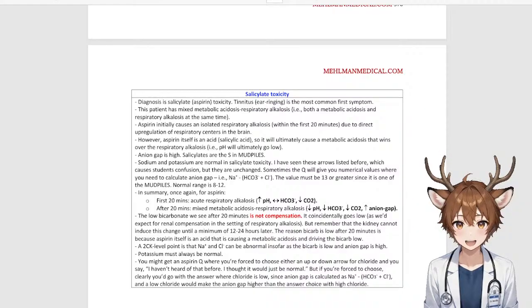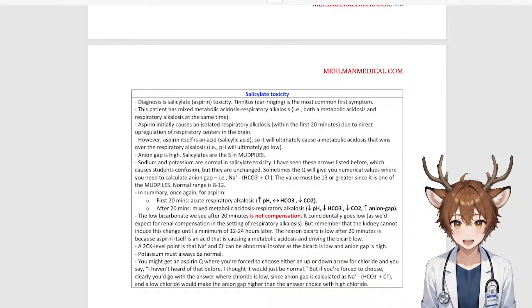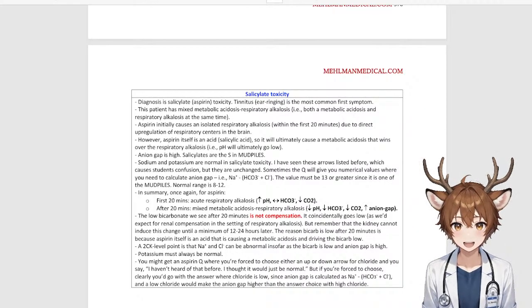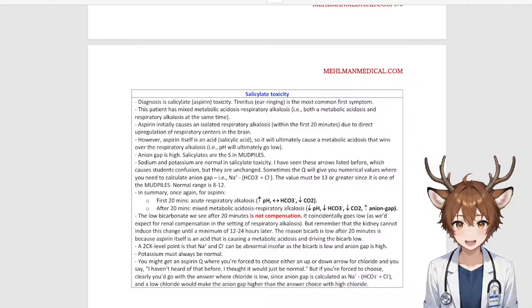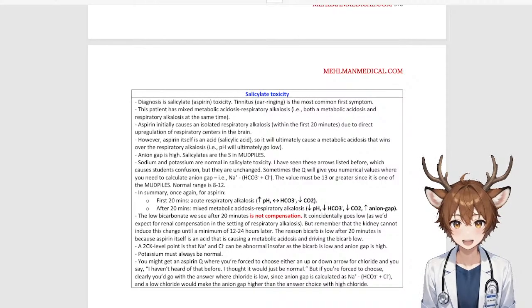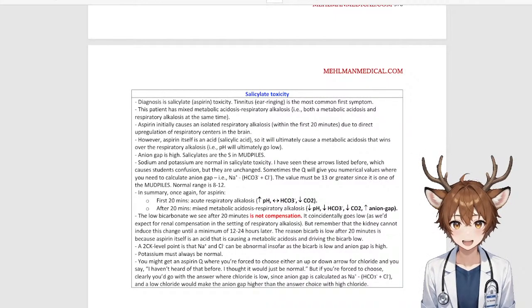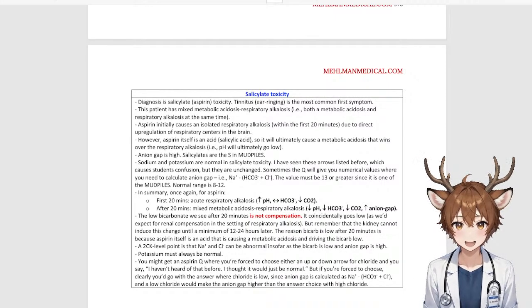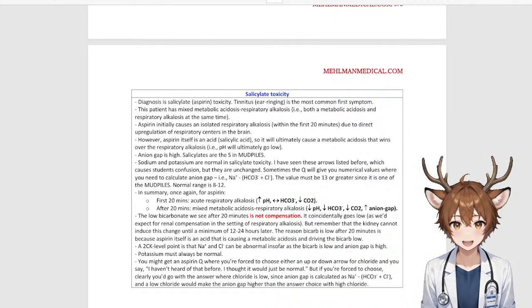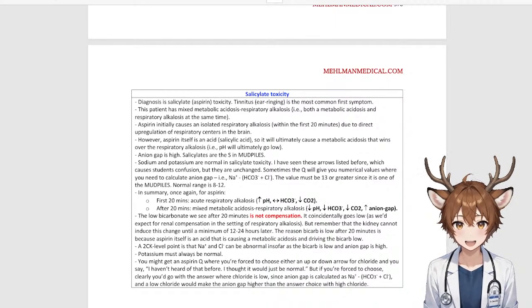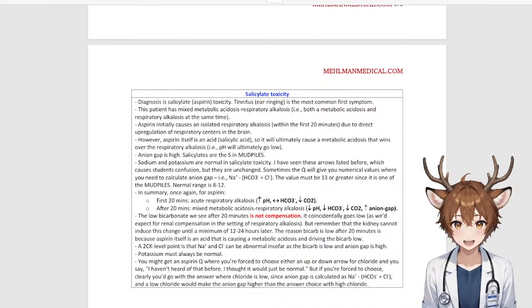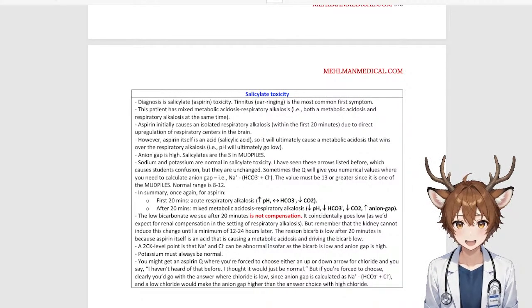Anion gap is high. Salicylates are in the S in MUDPILES. So sodium and potassium are normal in salicylate toxicity. I've seen these arrows listed before, which causes students confusion, but they are unchanged. Sometimes the question will give you numerical values where you need to calculate the anion gap, that is to say, sodium minus (bicarb plus chloride). The value must be 13 or greater since it's one of the MUDPILES. Normal range should be 8 to 12.